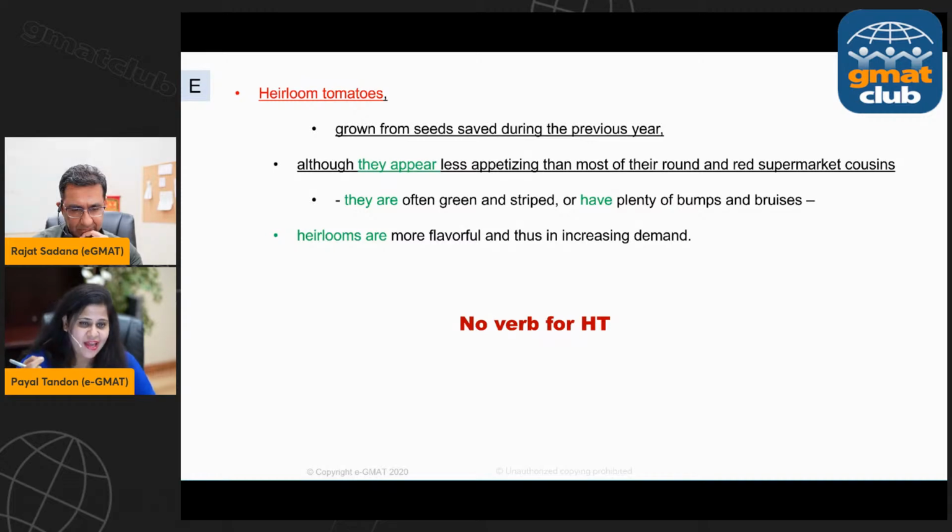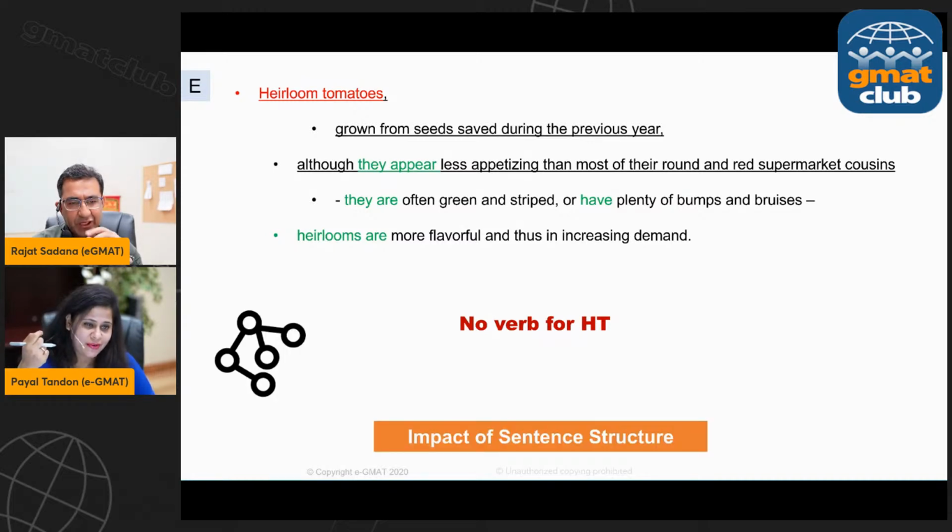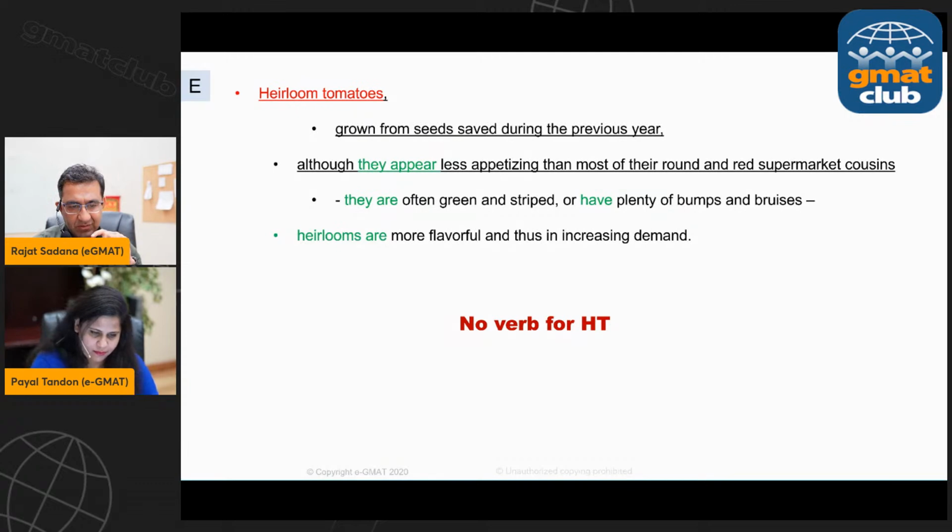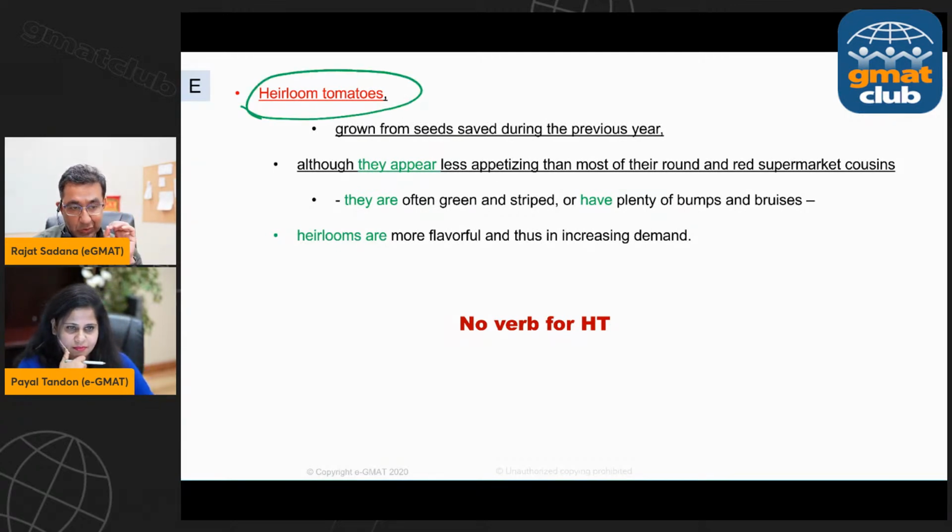Pal, can you mark which heirloom tomatoes, just using the pen? Yes. So this subject has no verb.